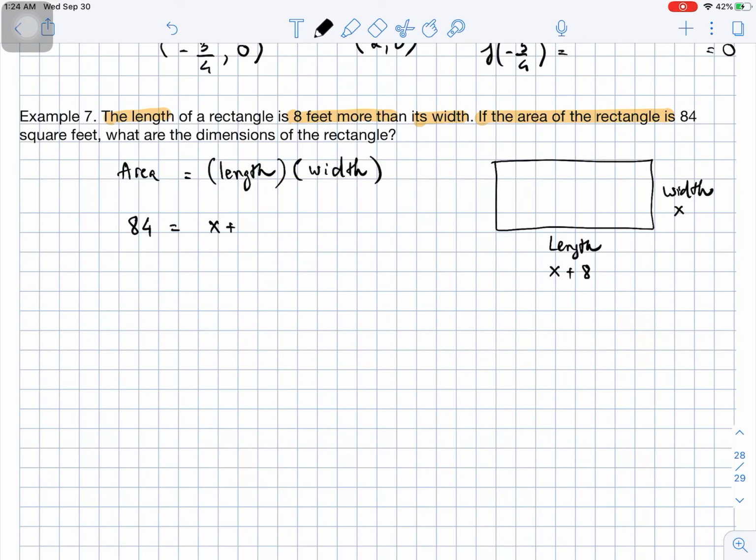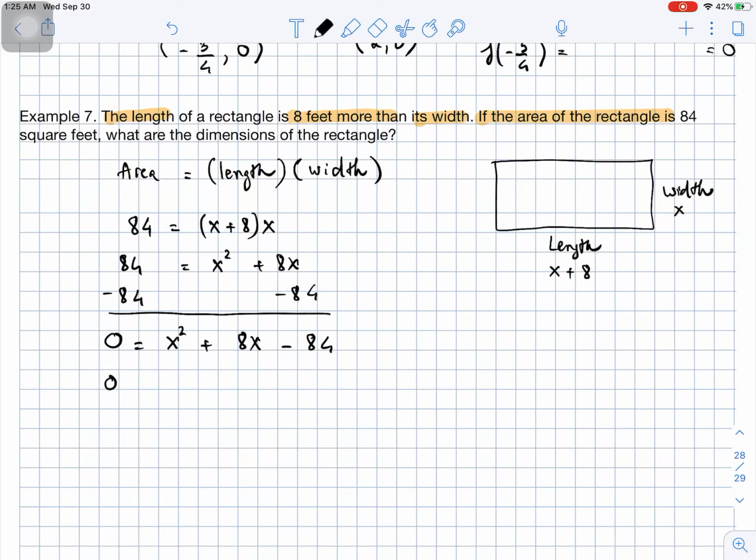It means the length is x plus 8. The area in the problem they give to us is 84, and the length is x plus 8. The width is x. We want to solve for this equation. First of all, we need to open the parentheses. We notice that we have the x squared. We think about quadratic equation. So we need to make it 0 in order to solve. We got x squared plus 8x minus 84 equal to 0.